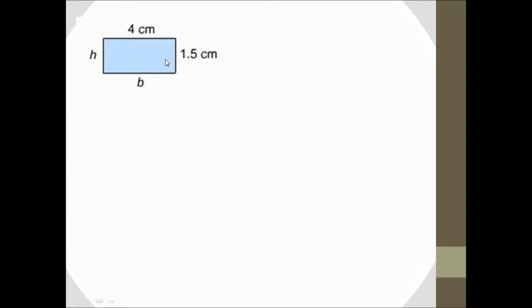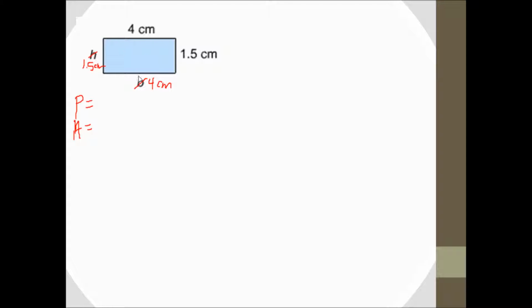All right, we actually only have 2 slides, but we have a lot of stuff to do on each slide. So first what I want to do is find the perimeter and the area of this rectangle as is. So if the top is 4 centimeters, then that means this is going to be 4 centimeters, and then that means this is going to be 1.5 centimeters.